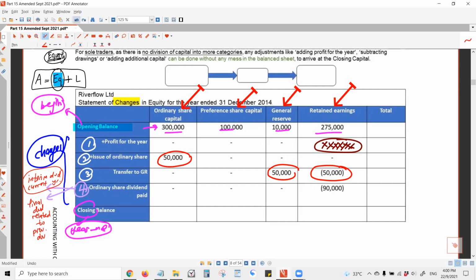Let me write properly. Final dividend related to the previous year. You go through some questions at the back, you would realize what I mean. Ordinary share dividend paid can be split into two: interim dividend for the current year, final dividend related to the previous year. You minus both of them from here, retained earning. And for those areas where you don't have a number, just put dashes here and there, or you keep them blank.